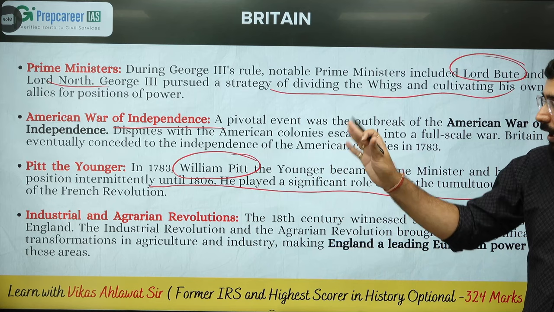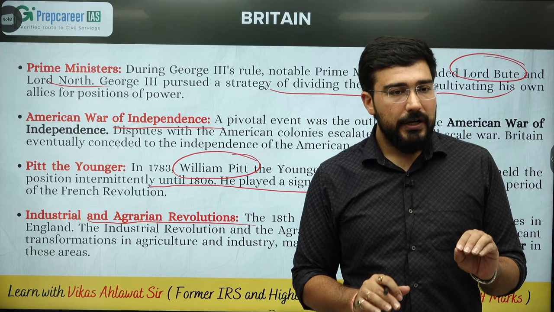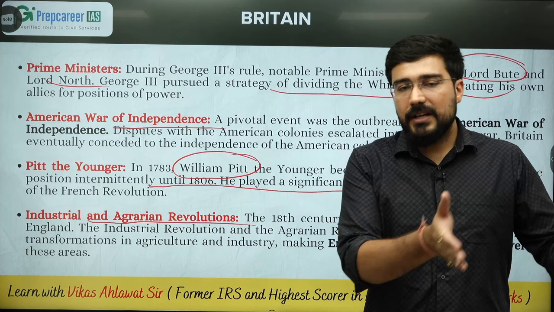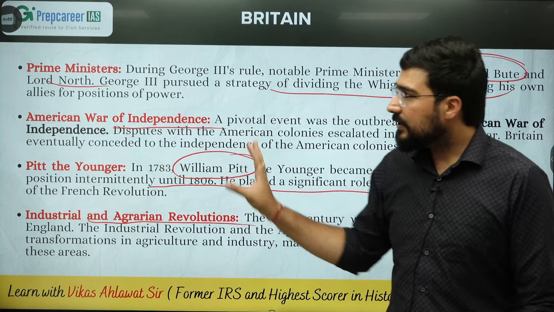And eventually we have the Industrial and Agrarian Revolution, because 18th century Europe's history will always be incomplete without mentioning the Industrial Revolution. This is again a separate topic, we'll take it later on. So we are just trying to see what was happening in Britain, which events are connected with the history of Britain in the 18th century. These are the various events, try to remember them.